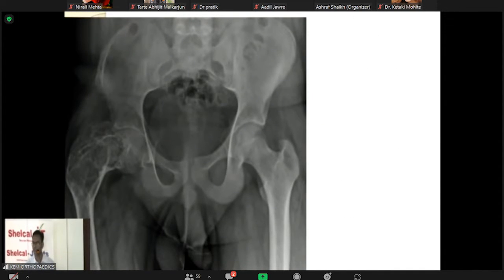Dr. Shiv Prasad. It's an X-ray of anteroposterior view of the pelvis with both hips. Yeah, be a little louder.